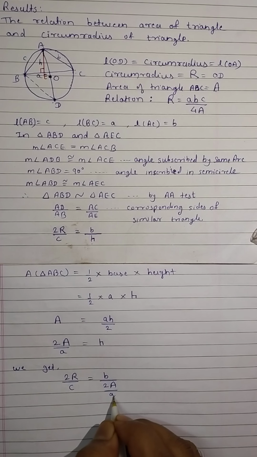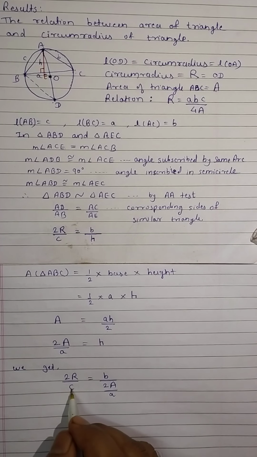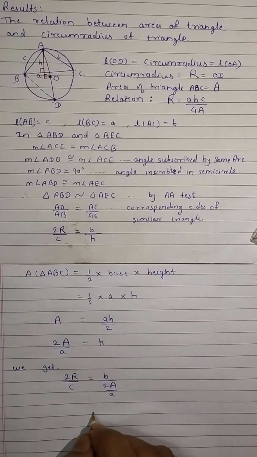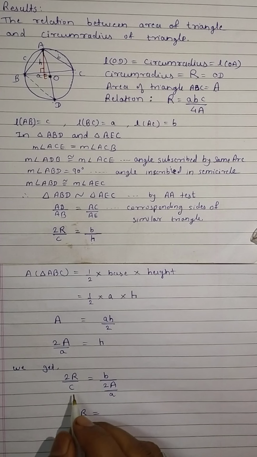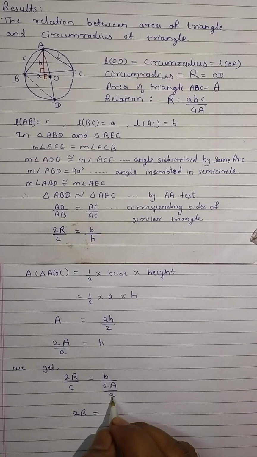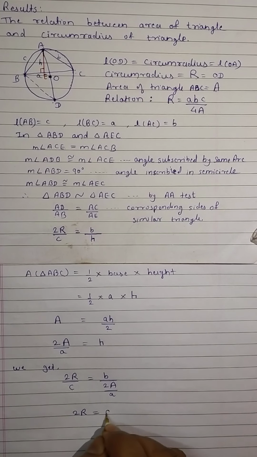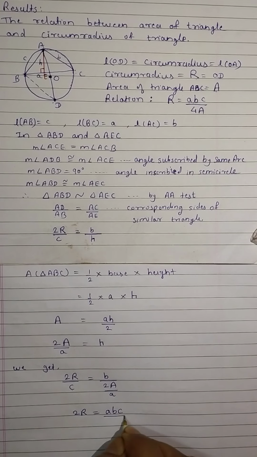Now this small a in the denominator will go in the numerator, as it is the denominator of a denominator. We will transfer this c over here. So we got 2R is equal to this c is transferred over here, and this a will come into the numerator, abc upon 2A.